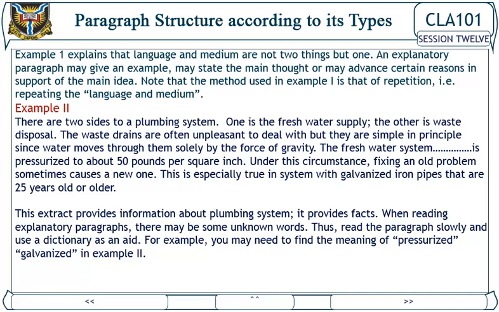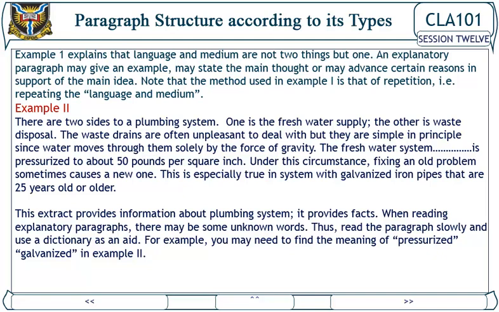Example 2. There are two sides to a plumbing system. One is the freshwater supply, the other is water disposal. The water drains are often unpleasant to deal with, but they are simple in principle since water moves through them solely by force of gravity.